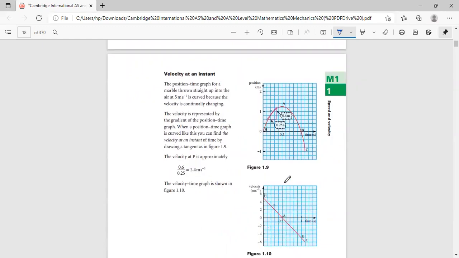Now, another very important thing here: velocity at an instant. I wish that you read this point.